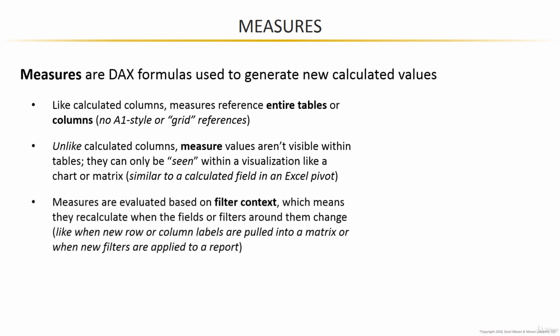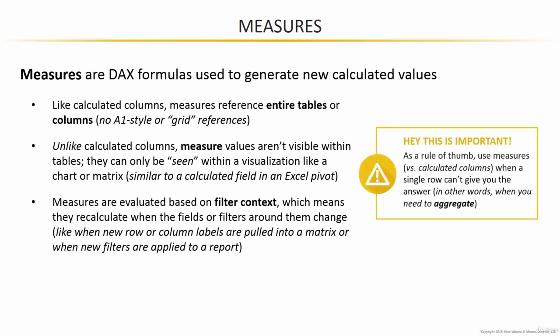So while calculated columns were evaluated based on row context, measures are evaluated based on filter context. It's a little bit of a tricky concept to wrap your head around, but what I mean by that is that these measures, the values they take, constantly recalculate whenever the fields or filters around them change. So if you drag a new field or dimension into the row or column labels of a matrix, or if you apply new filters to your report, in each of those cases, you're changing the filter context and you're changing the value that that measure should return.